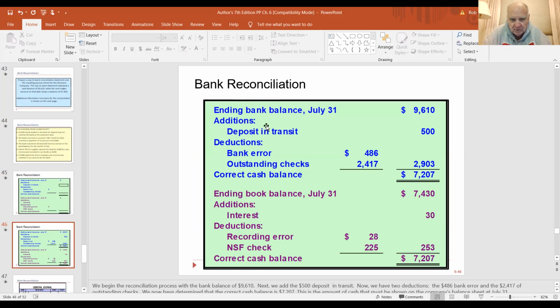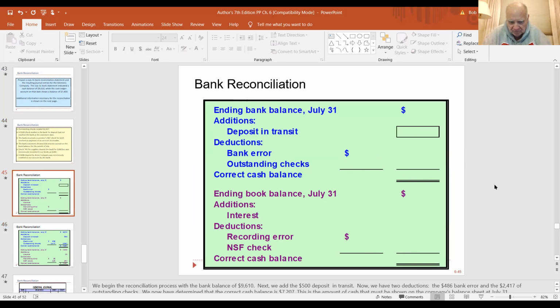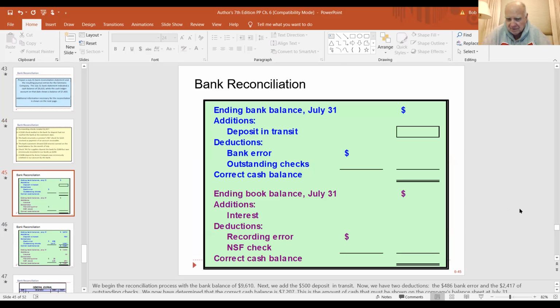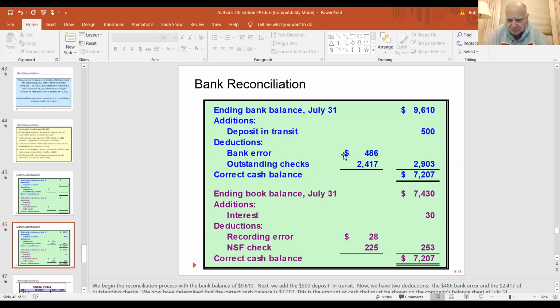So look what we have here. We have deposit in transit 500, outstanding checks 24.17. Now remember I told you don't worry about bank errors on the test. This goofy problem gives us one where the bank made a mistake. A deposit by the Acme company was credited to our account by mistake. Believe me, that's not going to happen. But in this question, it did. So that's money that does not belong to us. And we have to tell the bank now. We actually have to call the bank on that one. And they say, look, you guys fouled up. That's somebody else's money. So we come up with the correct, adjusted cash balance.